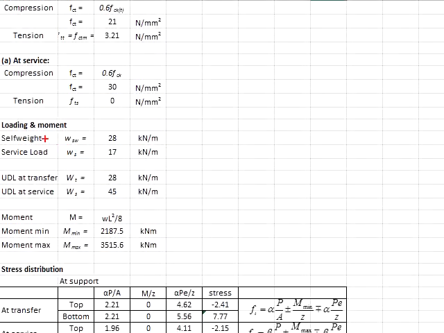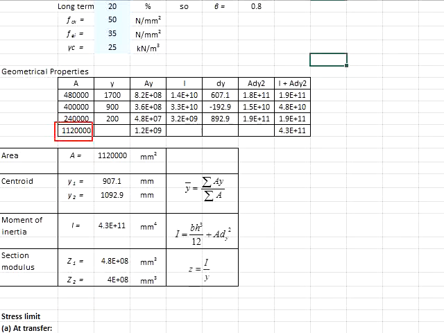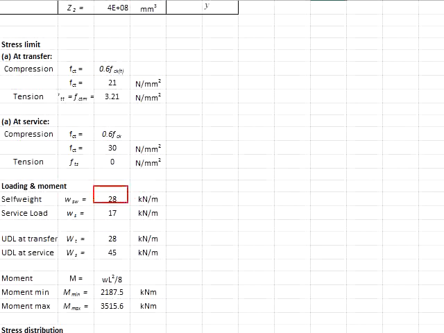Next, we calculate the loading and moment. The concrete element carries some loading. This is calculated by multiplying the area of the beam section with the unit weight of the concrete. Therefore, this 28 kN per meter will be considered as the self-weight of the beam, plus the service load. The UDL at service will be the summation of the two. The UDL at transfer will be the self-weight alone.